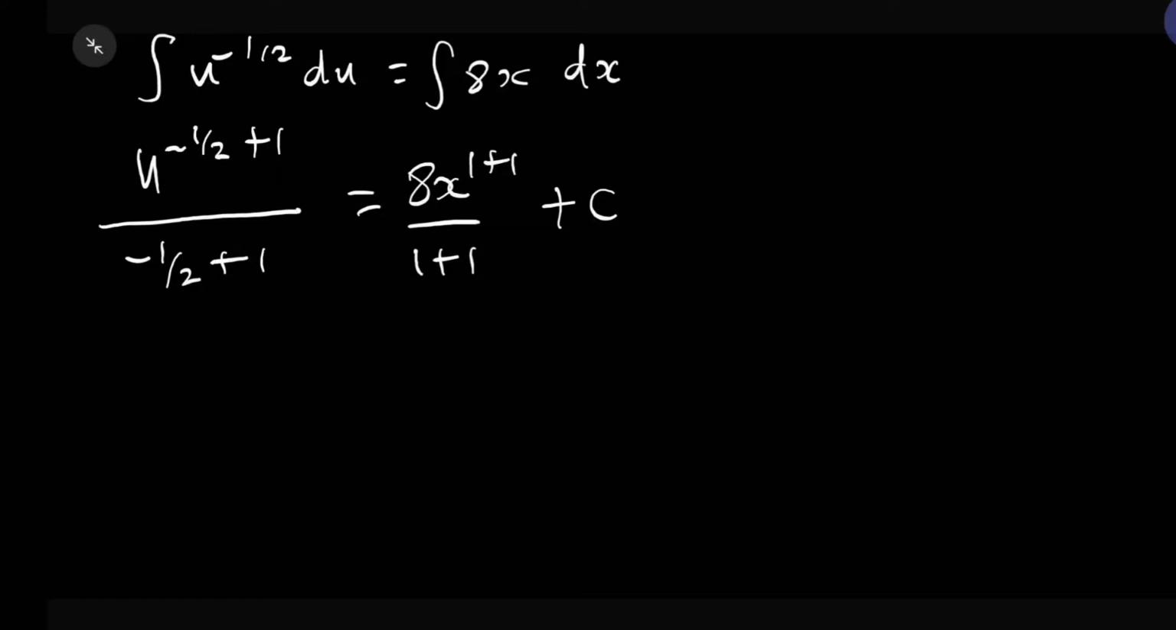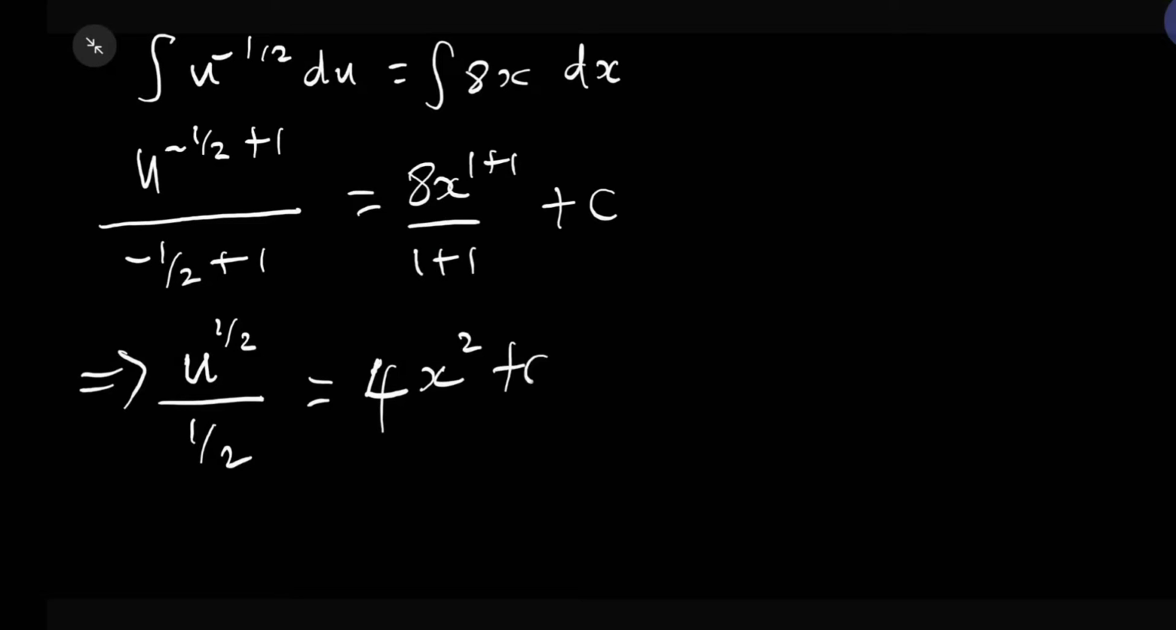So this would be, minus half plus 1 is half. So you have u raised to power half all over half equals 8x raised to power 2 divided by 2. 8 divided by 2 is 4x squared plus c.